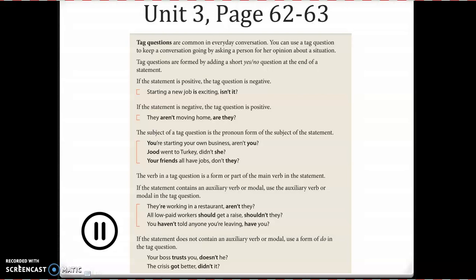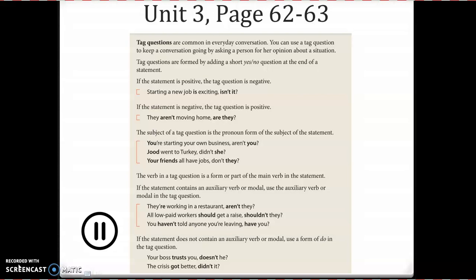Please turn to page 62 and 63 in your books. Take a look at this grammar skill, pause this page and we'll come back. So how much do you know about using tag questions? Do you know why they're used? And do you know how they're used?